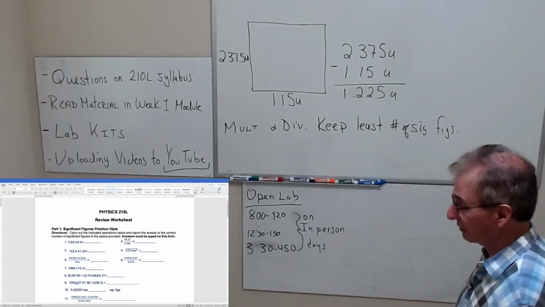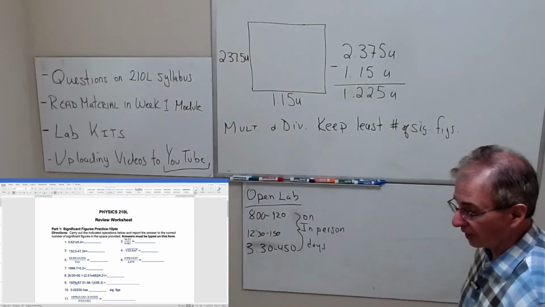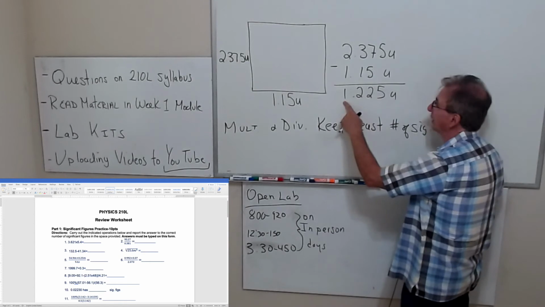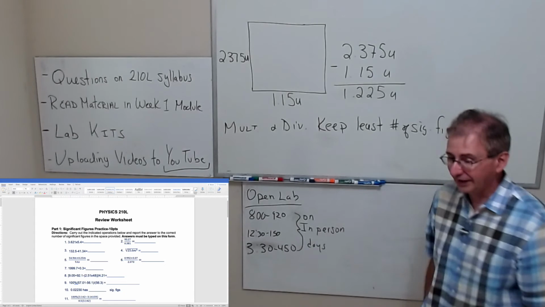There's a problem with that, right? And the reason why there's a problem is because I'm saying that I trust this calculated value more than what I measured. I can't do that.